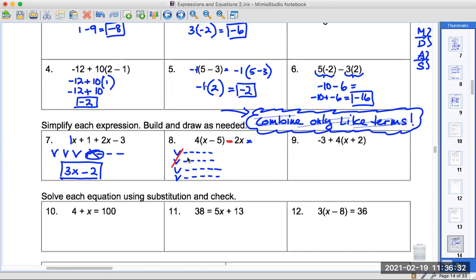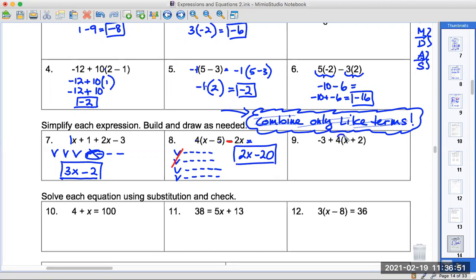So now what do we have left? 2 cups, which is 2x, and that's negative 20. Count them if you have. So you're like, where did the 20 come from? It's 4 times 5. Okay. So don't combine those, leave it as your answer.